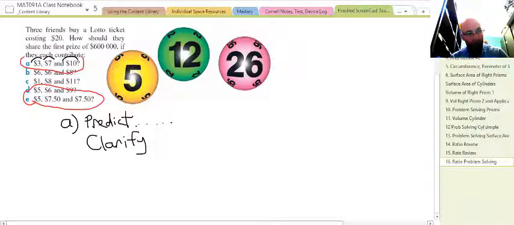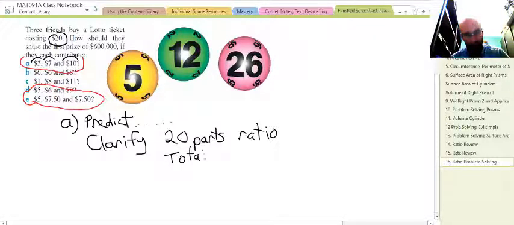Well, they buy a lotto ticket for 20, and we can see here it says that, and 3, 7 and 10 does make 20. So we have 20 parts. We also have a ratio because we are looking at things that are alike, and we remember that's what ratios do, they compare things that are alike. And we also have a grand total of $600,000, and we have to split that up.